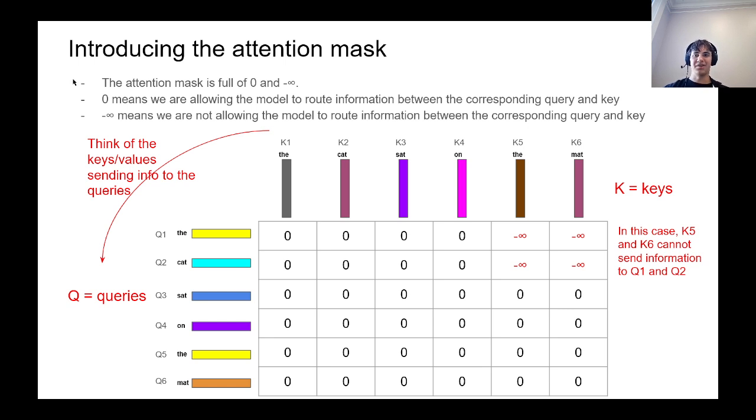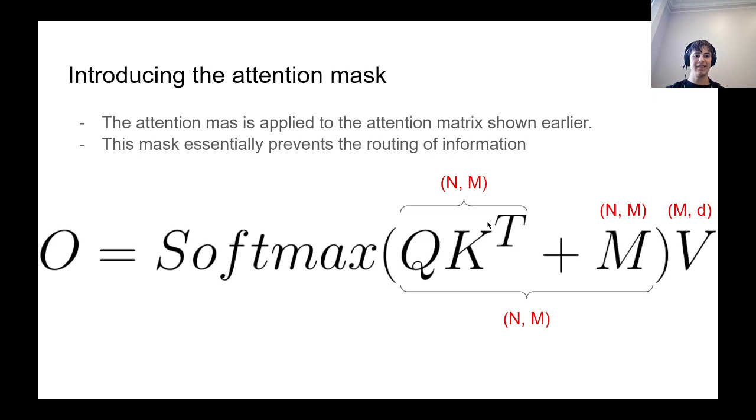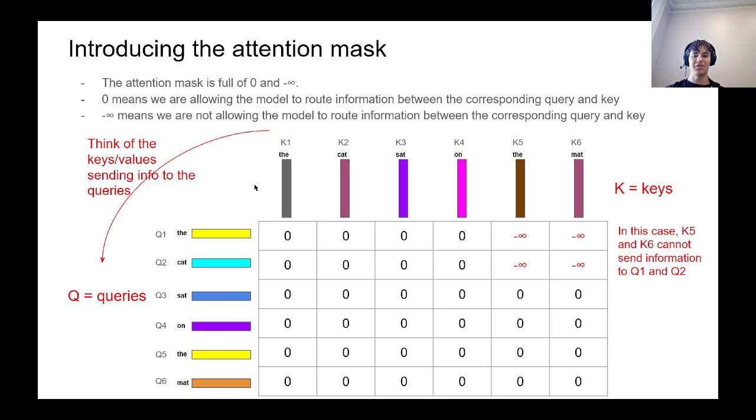So let's look at this. Introducing the attention mask, we're going to define this mask. Again, this is an n by m matrix, where in the self-attention case it's n by n. So here's our n by n matrix, and this is the mask we're defining. It is not binary. It is full of zeros and negative infinities. I'll explain why it's negative infinity in a second, but this is our mask.